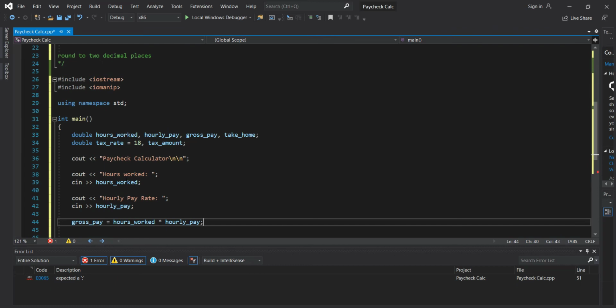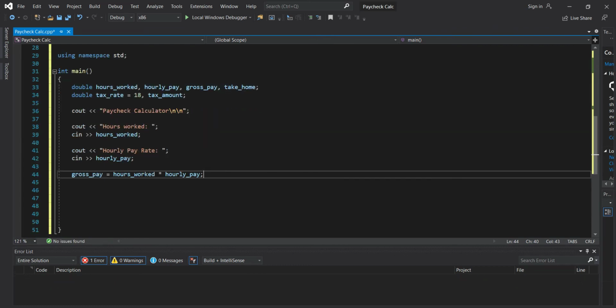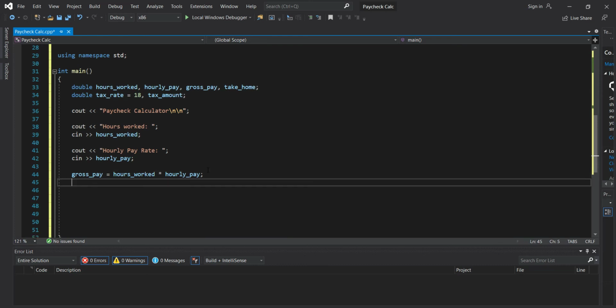And the reason why I use these equations down here is because this is where I finally get my numbers, so I can change the value of gross pay. I don't want to have these equations over here because I have no values for hours worked or hourly pay yet. Alright, so the next one we're going to do tax amount.